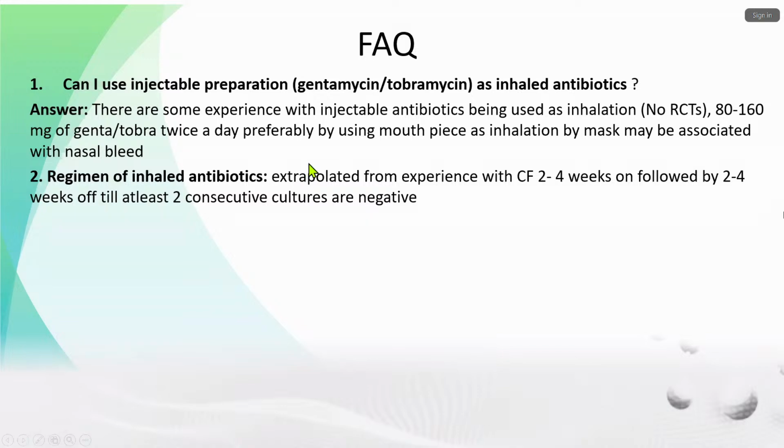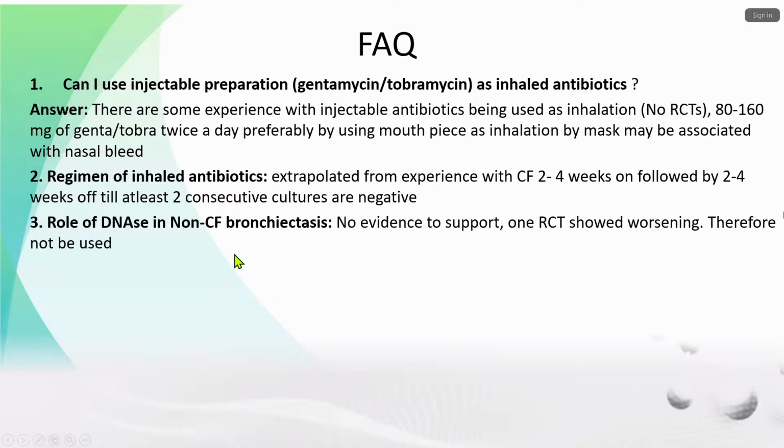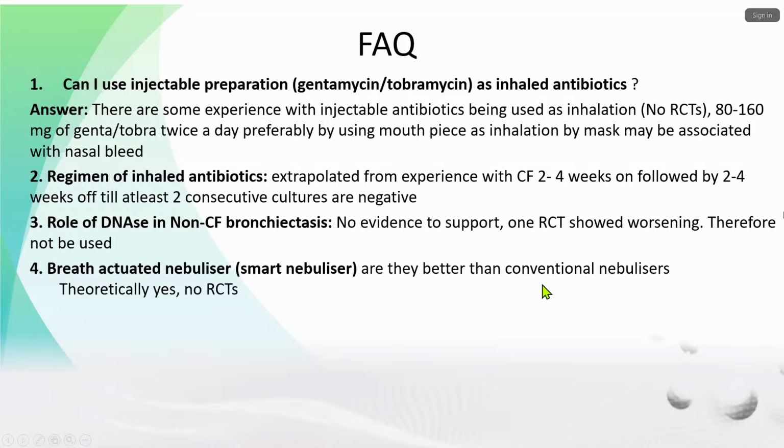What regimen should I follow? Extrapolated from experience with cystic fibrosis, it may be 2 to 4 weeks on, followed by 2 to 4 weeks off, till at least 2 consecutive cultures are negative. Then the role of DNase in non-CF bronchiectasis. There is no evidence to support improvement in non-CF bronchiectasis, though it is a known treatment for CF bronchiectasis. One RCT showed a worsening of clinical condition. Therefore, as of now, it should not be used.